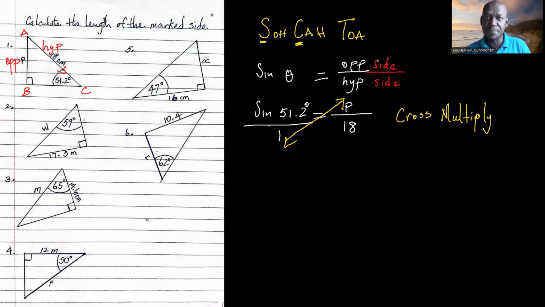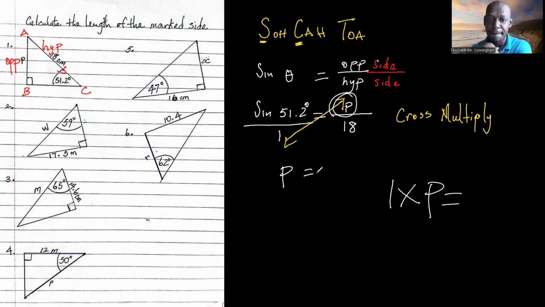Destiny, 1 times P. Yes, sir. Destiny, 1 times P. 1 times P, Destiny. P. Thank you, P. And that's my first cross multiplication, 1 times P.